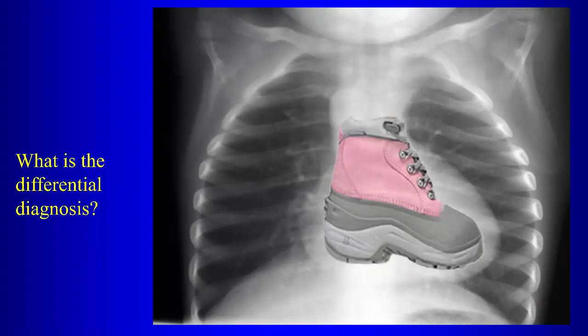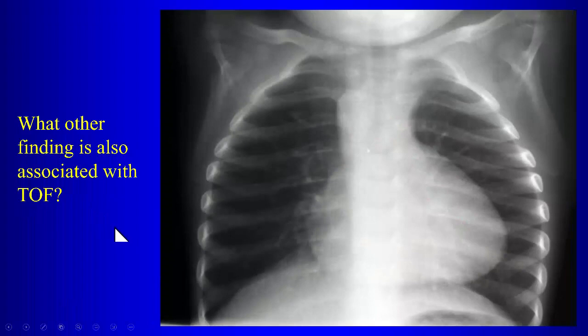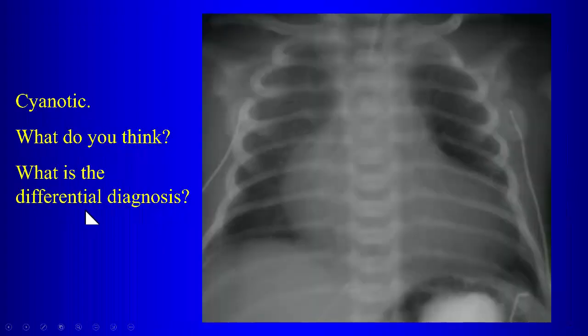Is there a differential diagnosis? Can it be anything else except tetralogy of Fallot? Well, it can, but, of course, less likely, but we'll talk about that too. Now, there's another finding on the plain film, a bonus finding that is also associated with tetralogy of Fallot. What's the bonus finding? The arch is on the right. Yeah, there's a right aortic arch. So tetralogy of Fallot is also associated with right aortic arch.